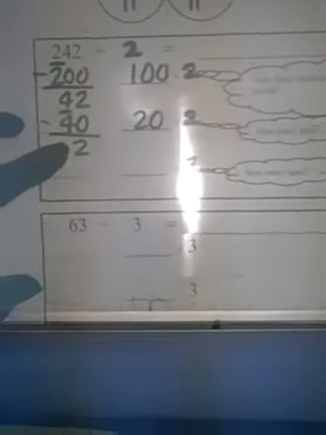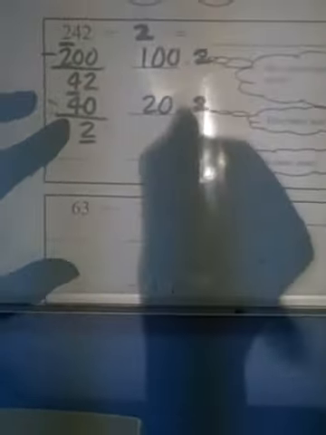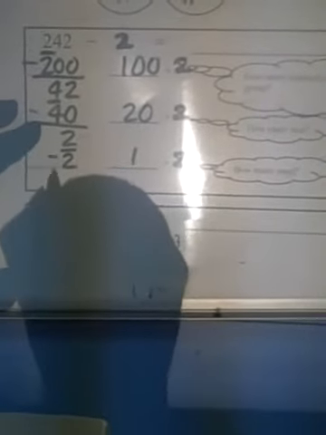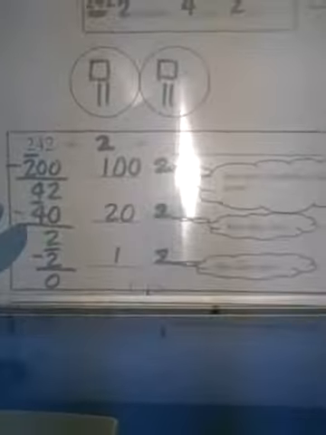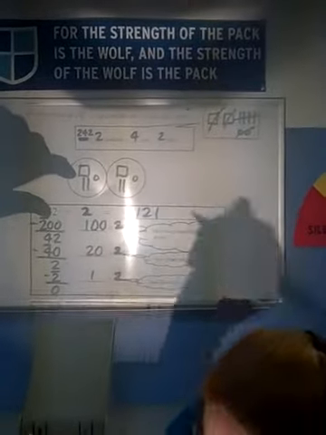So now I'm left with my 2 ones, and I would say, how many ones am I now going to put inside my 2 groups? I've got 1 one, or just 1, inside each group. 1 times 2 is 2, and I've got nothing left. I just got rid of my 2 ones with 1 one inside each group. Then at first we would look at our picture to figure out what our answer is, and I've got 100, 2 tens, and 1 one, 121.